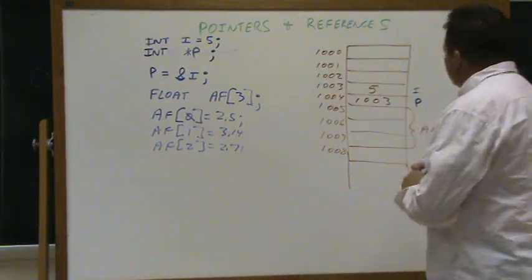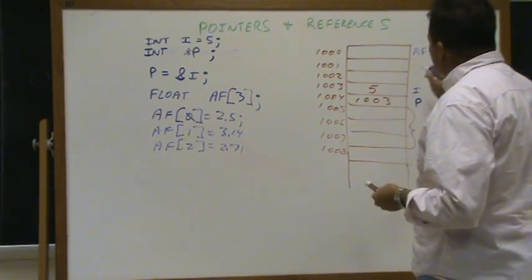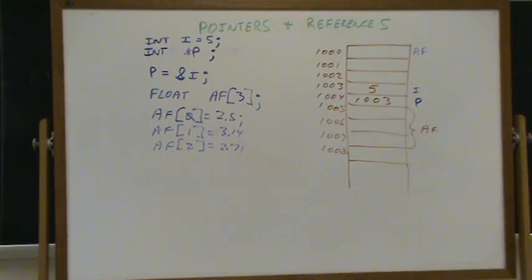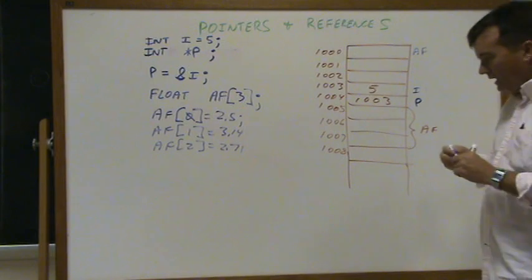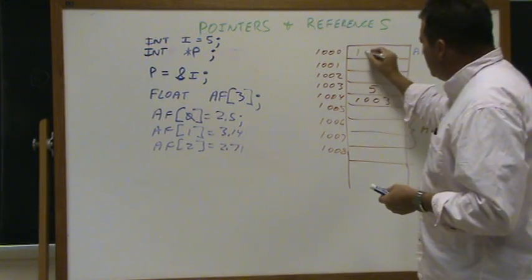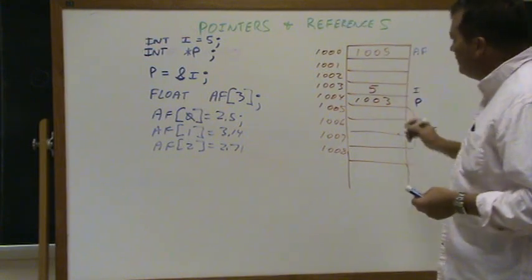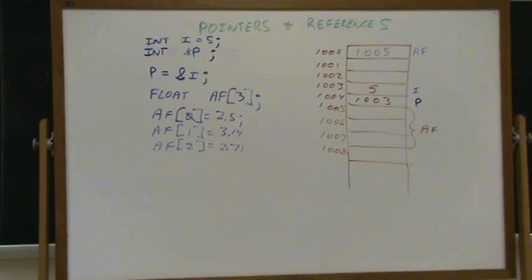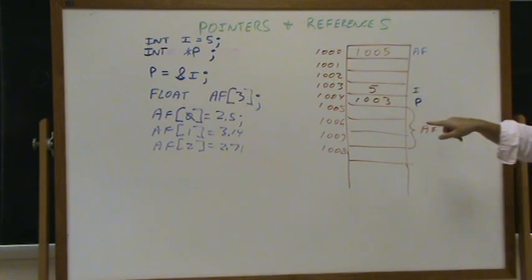AF would actually be a pointer to where the array AF starts. So the AF would go something like this. So really what an array name is, is a pointer to the beginning of the array. It is the machine location for the beginning of the array.